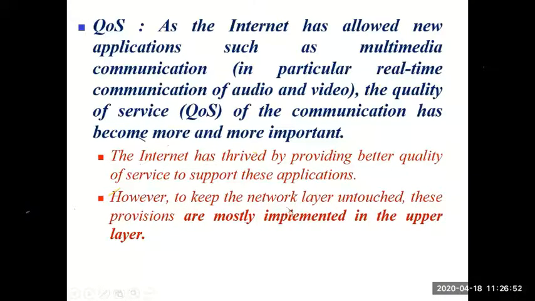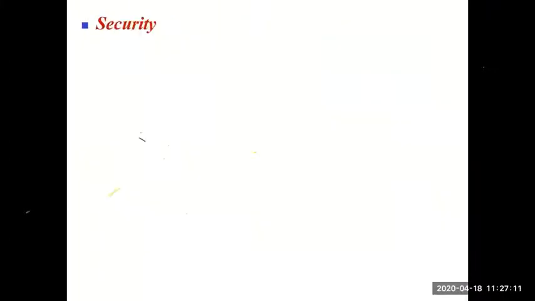But again, the network layer we don't want to touch. As I told you initially, all these 3 or 4 points we are discussing will not be implemented in the network layer, because we want to keep the network layer as simple as possible so that it doesn't have a longer processing delay. No congestion should be added.